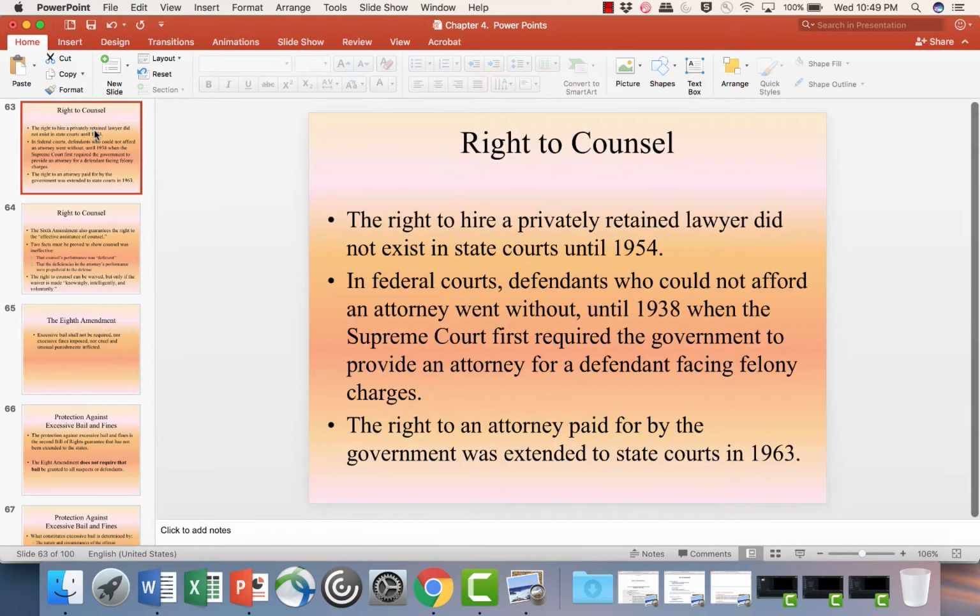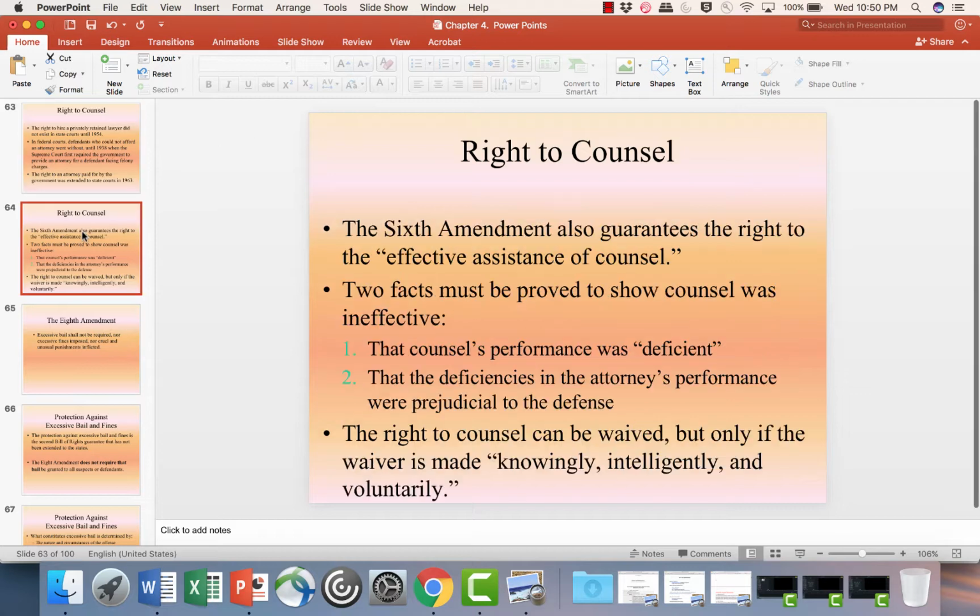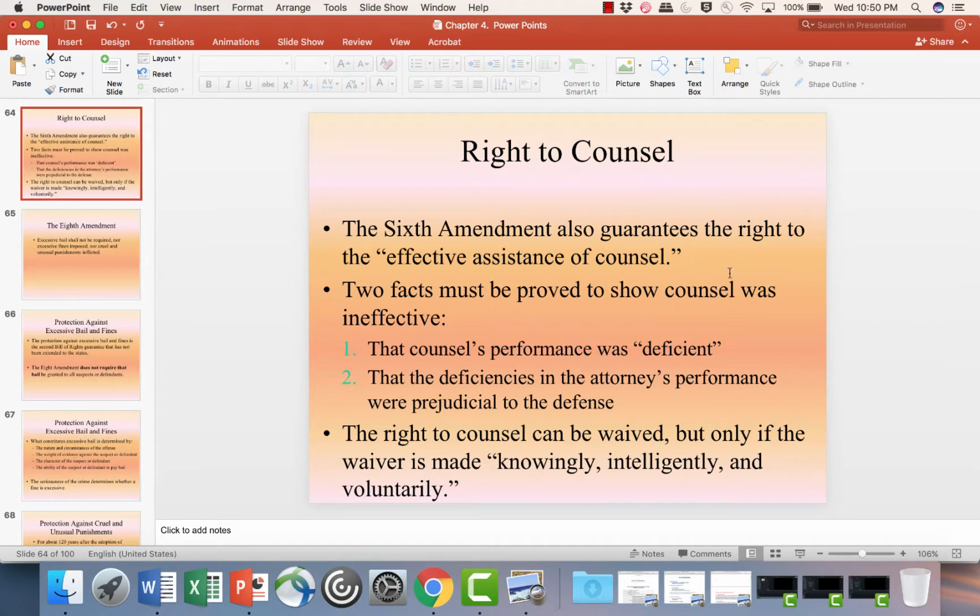So we would look at the right to counsel. The right to hire a private attorney did not exist until 1954. Even though federal courts provided counsel to those who could not afford them up until 1938, the Supreme Court said, sure, we can afford one as long as you were facing a felony. So that's the operative word there: in 1938, as long as you were facing a felony. Over time, the Sixth Amendment also guarantees the right to effective counsel, and the counsel's performance has to have been proven deficient, or those deficiencies in the attorney's performance were prejudicial to the defense.